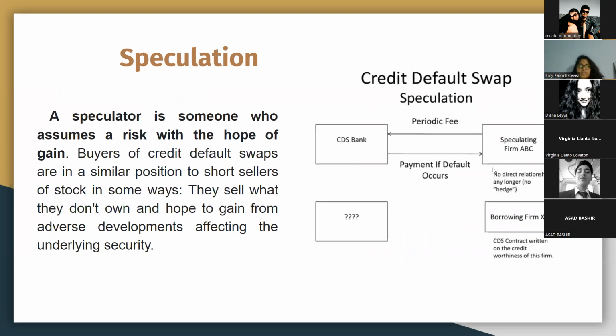Speculation. A speculator is someone who assumes a risk with the hope of gain. Buyers of credit default swaps are in a similar position to short sellers of stock in some ways. They sell what they don't own and hope to gain from the adverse developments affecting the underlying security.